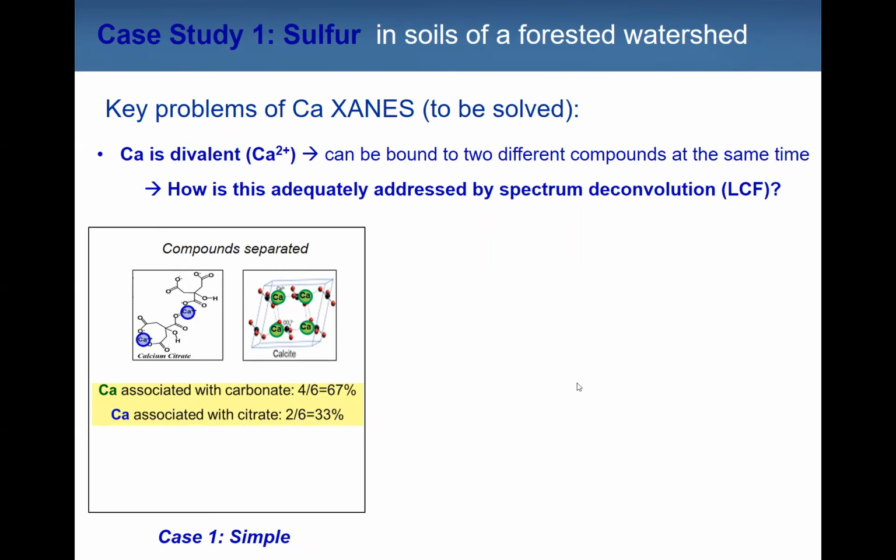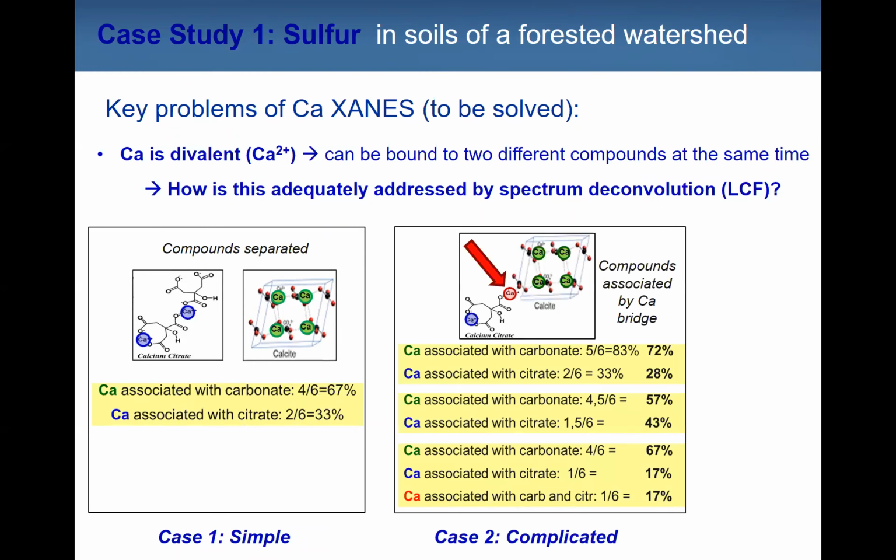The problem now is, as in human relations as well, if there are mixtures, if one person sticks to two persons instead of only one, then the person will end up in trouble. And in chemistry and in XANES technology, the person who has to deconvolute the spectrum ends up in trouble. What do you do with a situation like that? So we have again 6 calcium ions. One is associated to citrate, 4 are associated to carbonate, and 1 is associated to both. What do you do now?